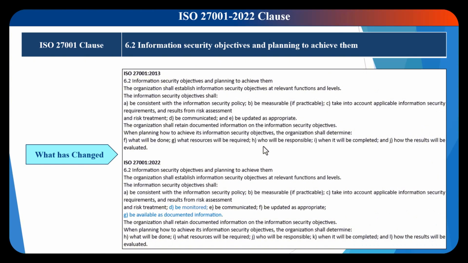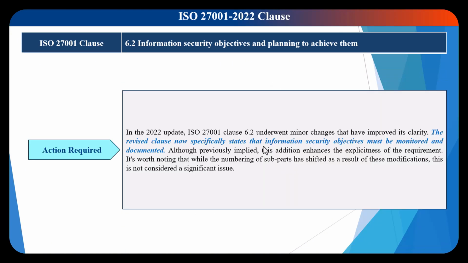There have been a couple of subsections added here, or should we say a couple of requirements added here, as you can see under the 6.2 section. One has to do with the objectives monitoring. The other one is to document all the objectives. So the revised clause now specifically states that information security objectives must be monitored and documented. Under the clause 6.3, there have been new changes.